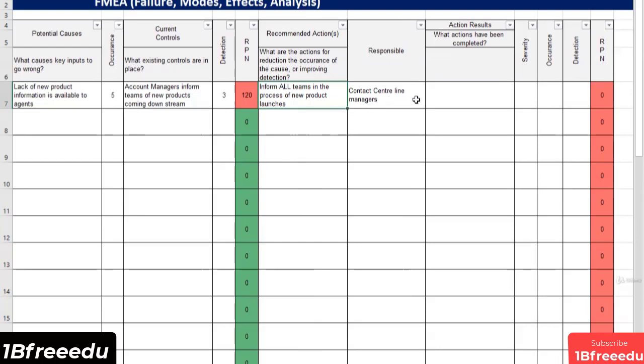That will be built into something. So what actions have been completed? Well, we could say the recommended action has been built in to the new product launch checklist. Right, so we have a checklist there to make sure has everything been done when a new product launches. We can build this into that checklist to make sure that everyone is informed when a new product goes live. So as you can see, this has been in stages, right?